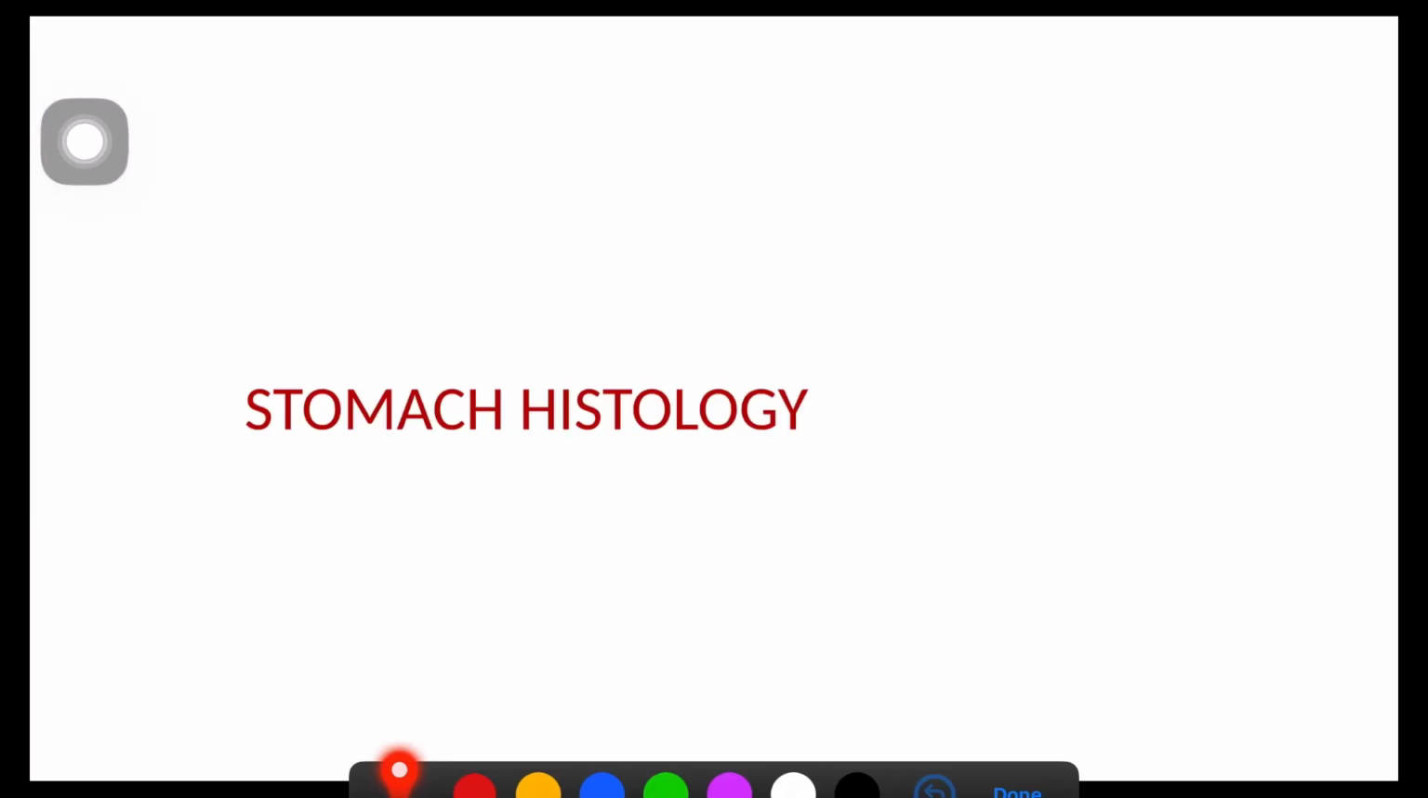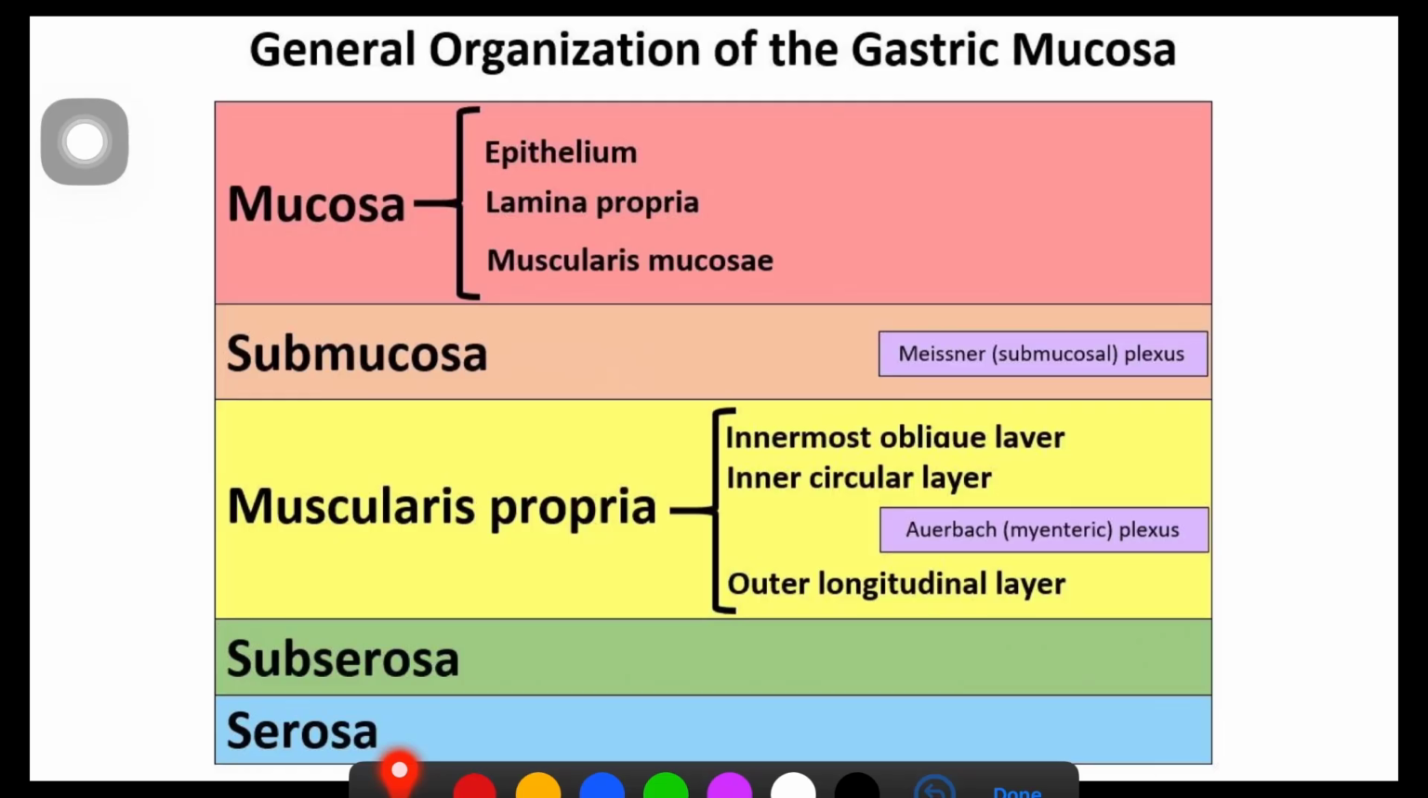Now let's see stomach histology in detail. Basically it has mucosa, submucosa, muscularis propria, subserosa and serosa. Mucosa contains epithelium, lamina propria and muscularis mucosae. Submucosa contains Meissner or submucosal plexus, a neural plexus. In muscularis propria, three layers of muscle are there: innermost oblique, then inner circular, outer longitudinal, and in between circular and longitudinal there is Auerbach or myenteric plexus.